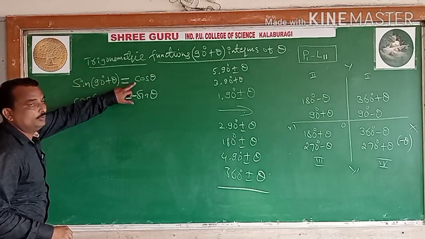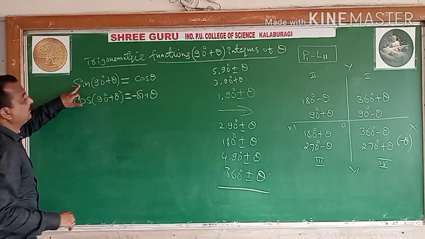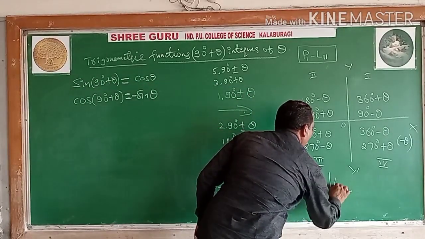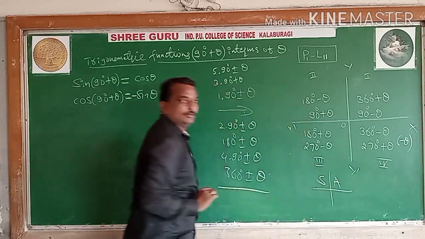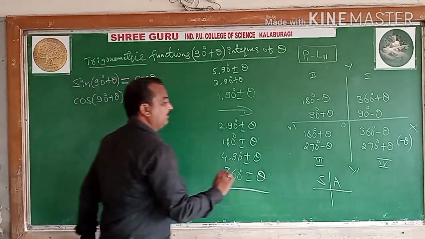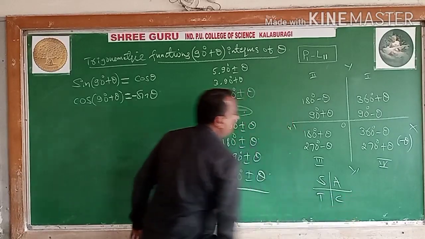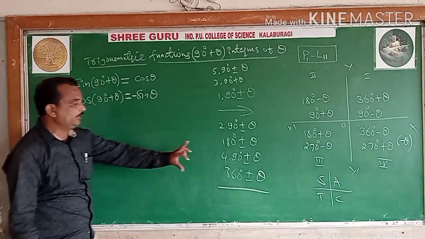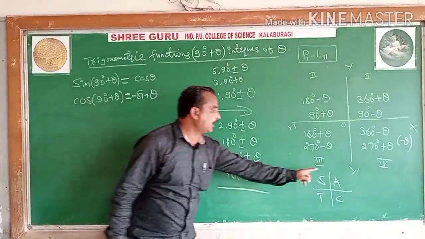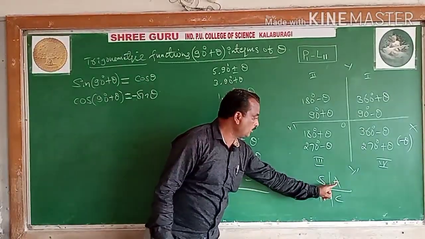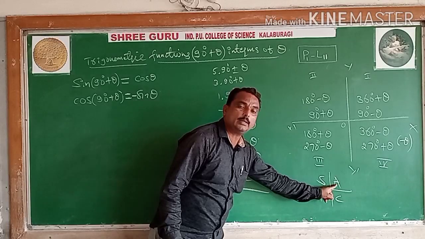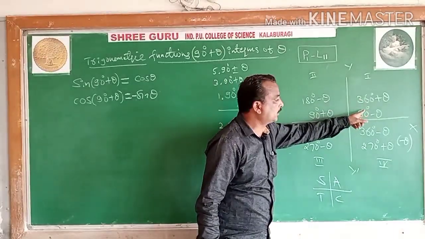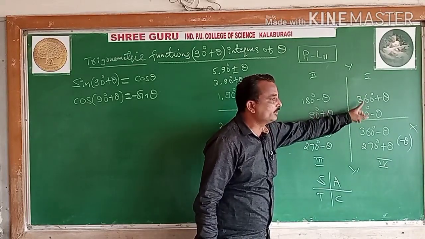But this is positive. We have taken it positive because sine of 90 plus theta is in the second quadrant. You know, in the second quadrant only sine and cosec are positive, the remaining are negative. So according to this ASTC rule, according to the signs of the trigonometric functions, in the first quadrant all the trigonometric functions are positive. When you are calculating these angles, you don't bother about the sign. Here all the functions are positive.